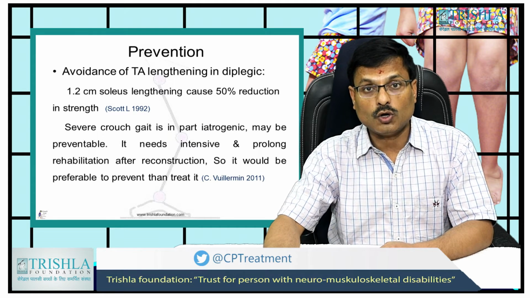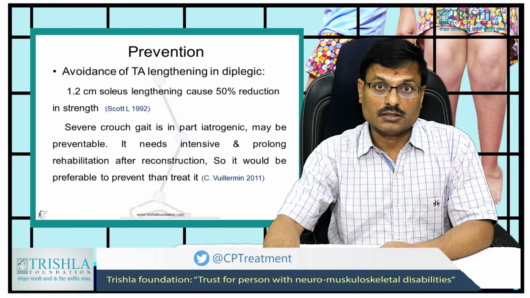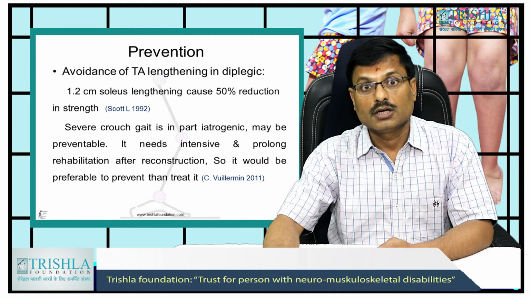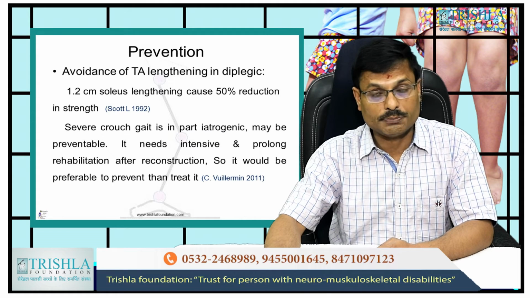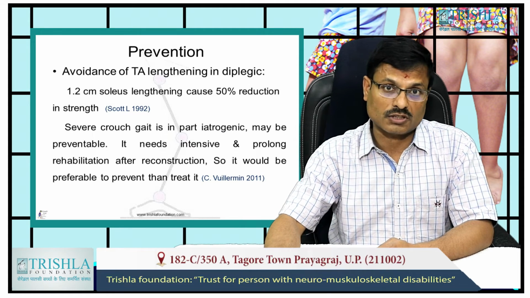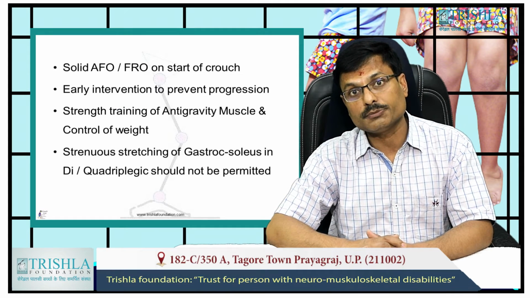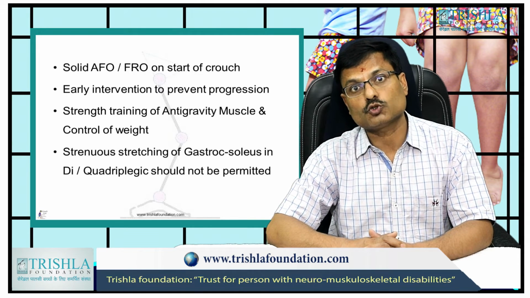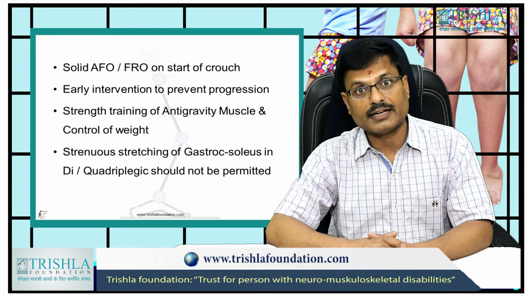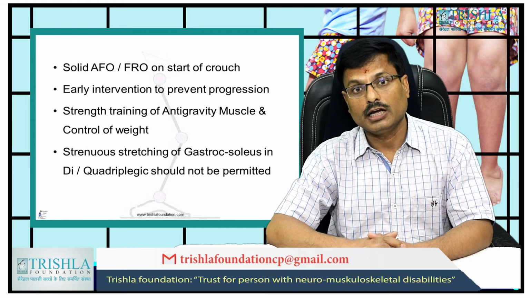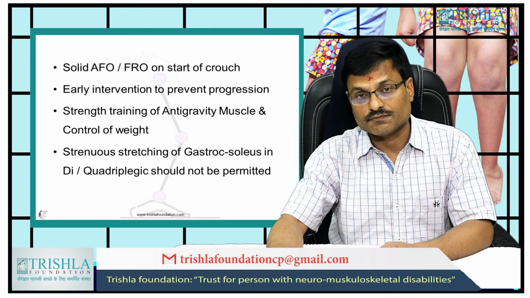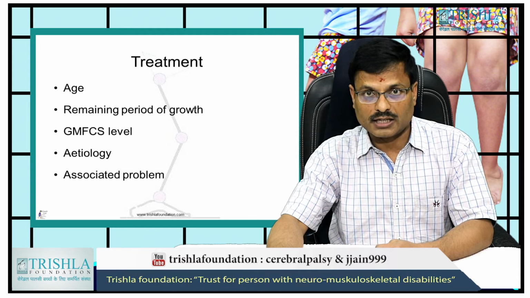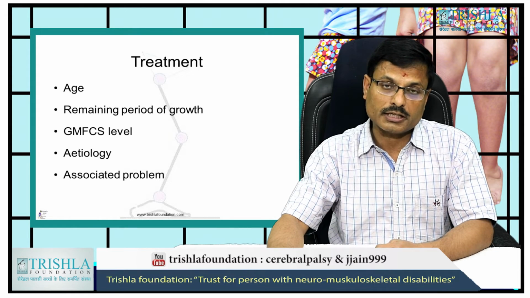Exertion will be decreased. So for crouch gait, tendo-Achilles lengthening is a very important cause, so soleus lengthening and tendo-Achilles lengthening should not be done in most children as much as possible. If required, then gastrocnemius surgery, not tendo-Achilles lengthening. And when the child starts walking with a bent knee, the child should be prescribed a solid AFO or GRAFO. Early intervention should be done to prevent progression. Strength training of the anti-gravity muscles, including the quadriceps, hip extensors and soleus muscle, should be done, and stretching of these muscles should not be done.